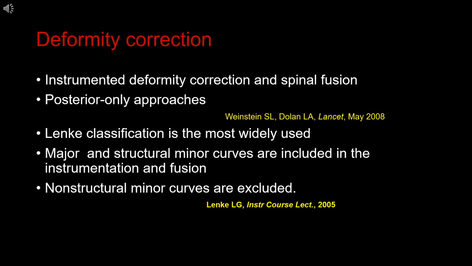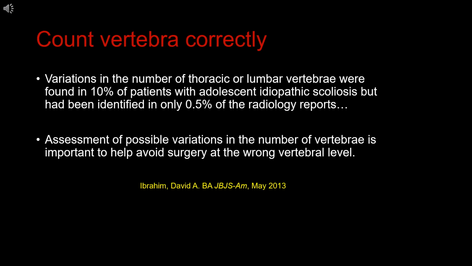All three regions of the radiographic coronal and sagittal planes, the proximal thoracic, main thoracic, and thoracolumbar or lumbar, are designated as either the major curves or minor curves, with the minor curves separated into structural and non-structural types. The recommendations are that the major and structural minor curves are included in the instrumentation and fusion, and the non-structural minor curves are excluded. Count vertebrae correctly before the surgery.